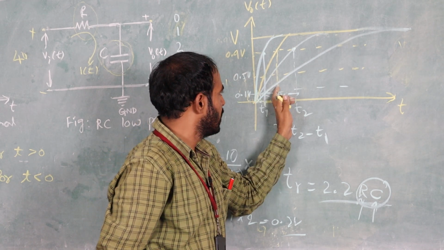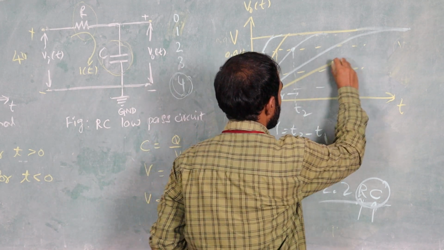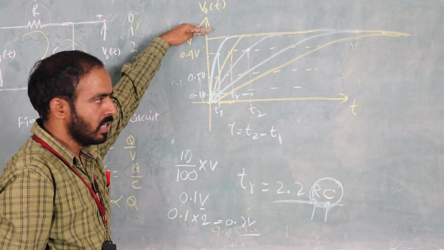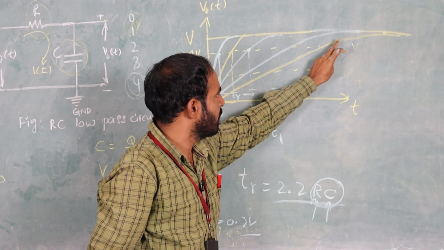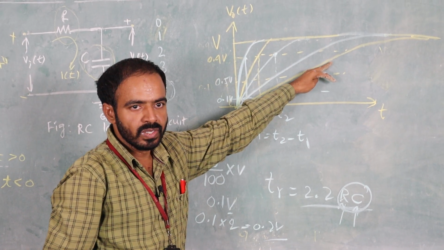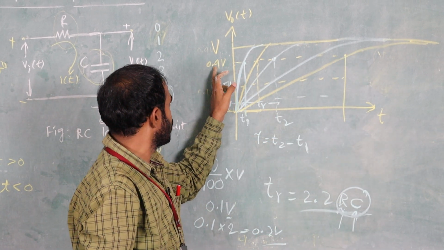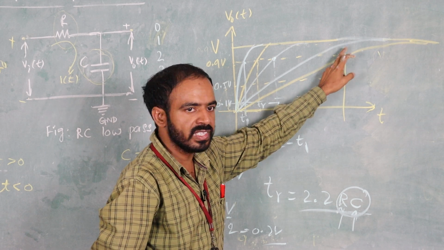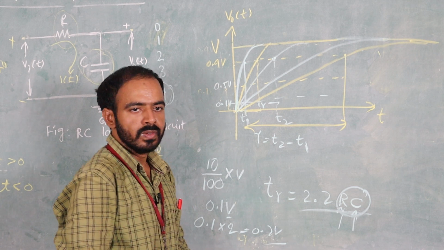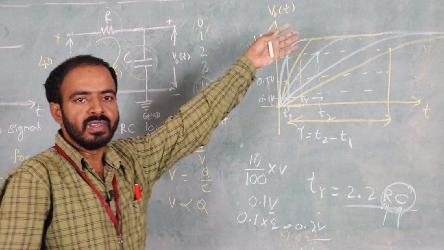For a large RC value, the waveform is like this. If you increase again, it may take more time to reach the final value, that is the amplitude of the input signal. For large RC, if you observe this one and the input signal, there is a maximum deviation. It has taken more time to reach the 90% value, this 0.9 volts level. If your RC value is more, it takes more time to reach the final value.